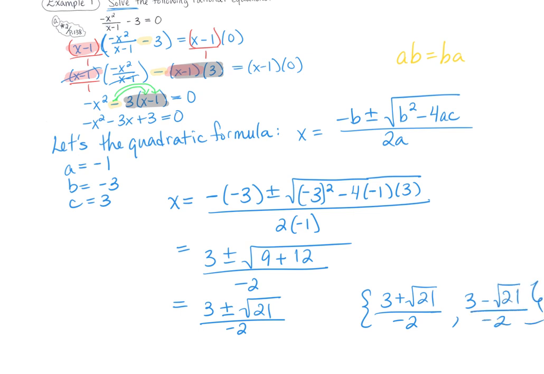It's possible for you to move this negative up top and say negative 3 minus the square root of 21 over 2, and then negative 3 plus the square root of 21 over 2. They're the same thing. Okay? So that's our solution. What questions do you have?